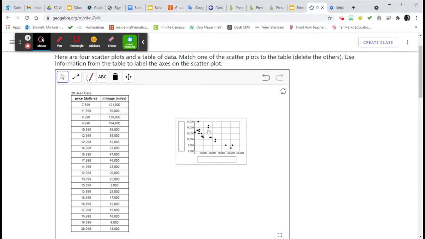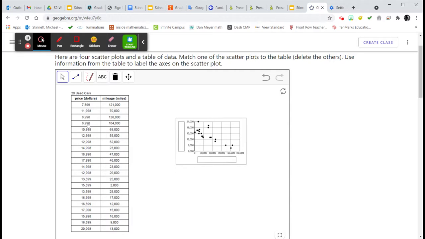So now I'm pretty sure it better be this one, right? Let's look at our range. So for our vertical axis, our y-axis over here on the left, it goes from 6,000 up to 21,000. Okay, let's look. So is it this side? Let's see, 121,000. This only goes to 21,000. This goes to 70,000, 126,000. But what about this one?